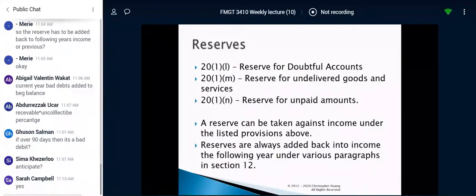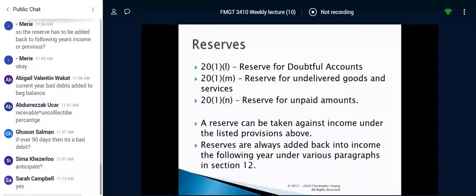Okay. The last reserve you have to worry about for the course is 21N. Okay, 21N is similar to the capital gains reserve, right? It applies if you sell something and you did not get all your proceeds at the time of the sale. But there are some nuances or differences between 21N and the capital gain reserve.